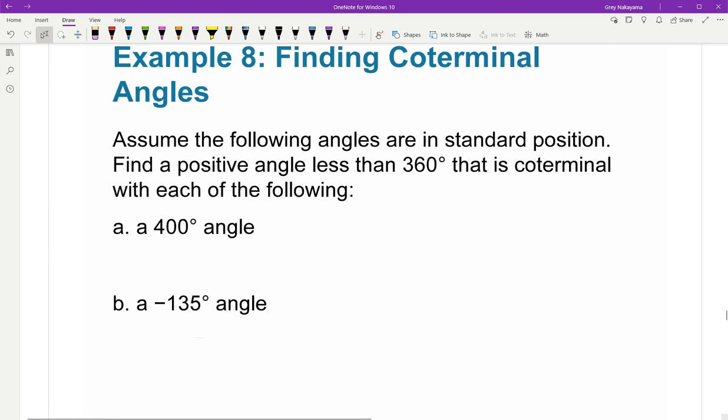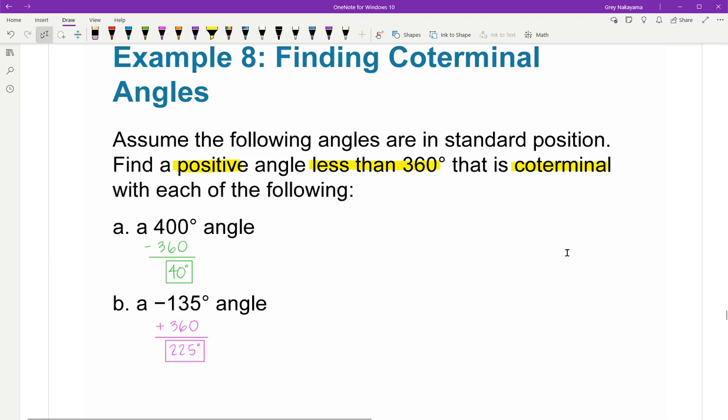So in this particular example, find a positive angle less than 360. So I've got to get 400 that's coterminal to a number between 0 and 360. So I'm going to subtract 360 from it, and my answer is going to be 40 degrees. Okay, look at negative 135. This one I'm not going to subtract, because if I subtract 360, I'm not going to be positive. So I'm going to add 360 to this one, and when you add 360 to that, you get 225 degrees.